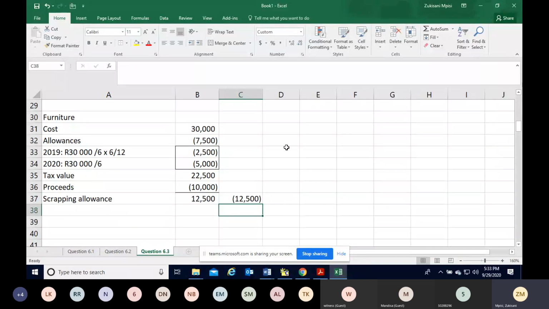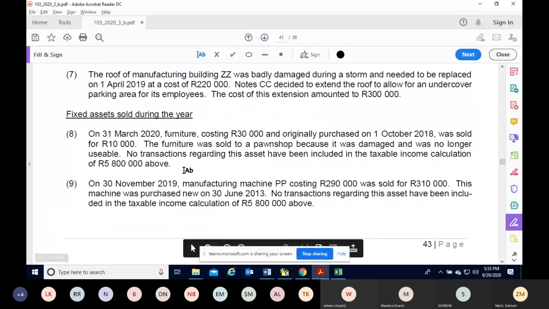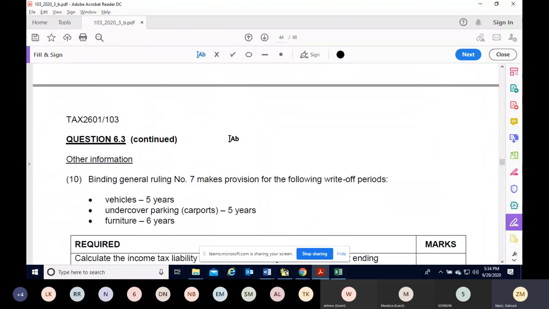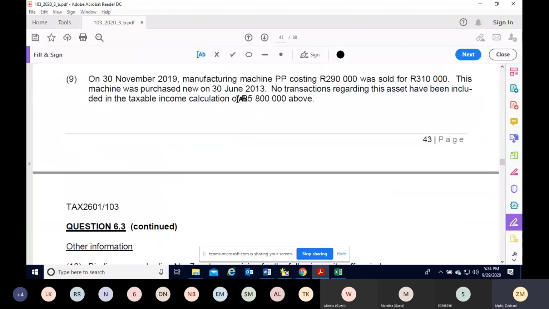Remember, this 5,000 is in the current year, so we're going to have in the current year an allowance of 5,000 as well on the same asset. So we move on. On 30 November 2019, a manufacturing plant and machinery costing 290,000 was sold for 310,000. This machine was purchased new on 13 June 2013. No transactions regarding this asset have been included in the taxable income calculation.